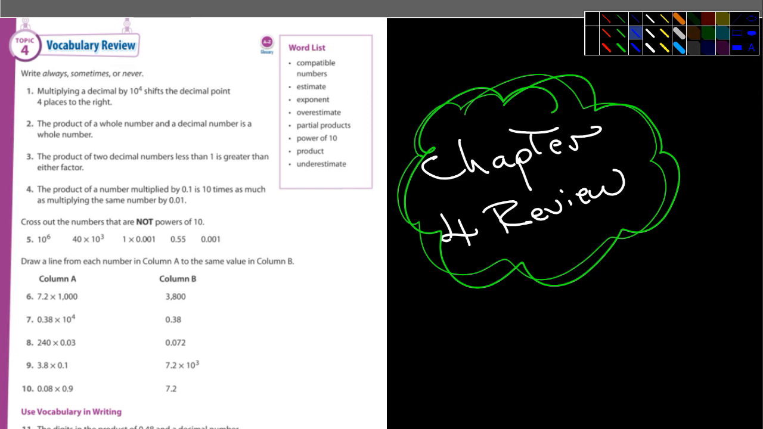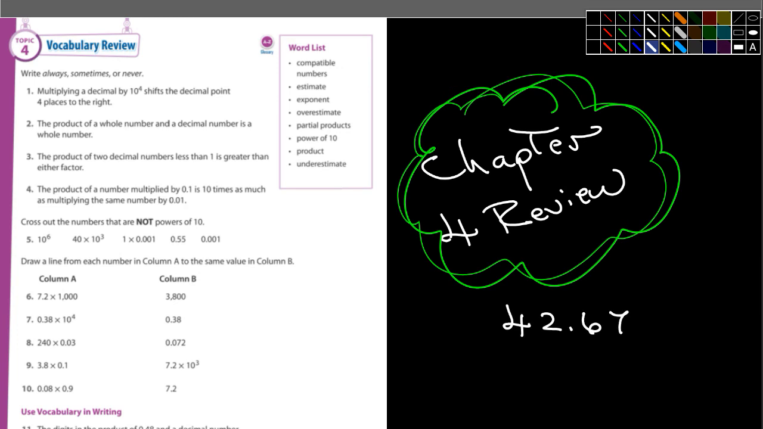shifts the decimal point 4 places to the right. So I'm just going to put down a number here. Let's say 42.67. They're saying if you multiply that by 10 to the 4th, you would shift it 4 places to the right. That's in that direction. And so you would write always, sometimes, or never. Let me highlight that. Always, sometimes, or never.